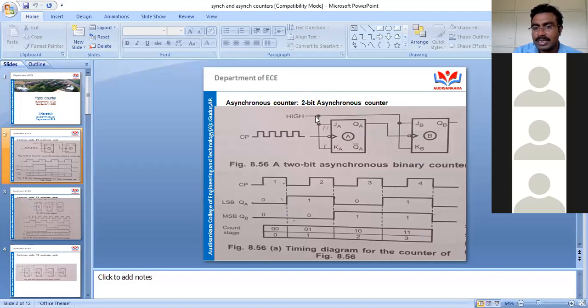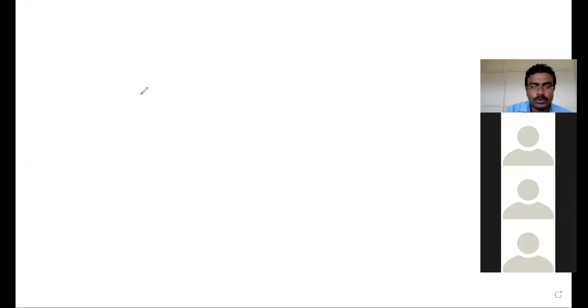Since this is an asynchronous counter, only the first flip-flop is given the clock pulse, and the output of the first flip-flop is given as clock for the second flip-flop. Based on this output only, the second flip-flop has to work. One more important thing we should observe is the triggering should be done at negative edges of the clock pulse. So you got the structure, how it looks, and let us analyze how it is going to work, students. I'm drawing the same structure here.